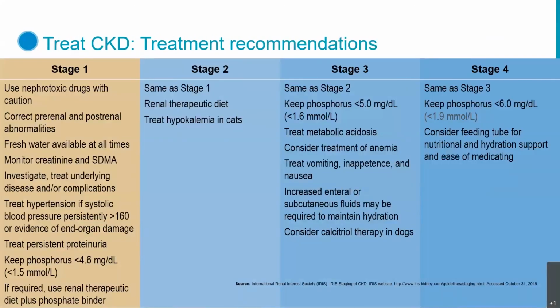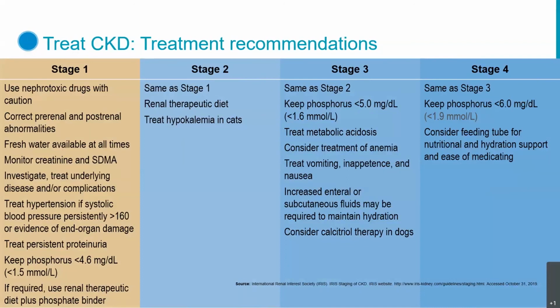Treatment recommendations continue to be based on stage of CKD. Remember that these recommendations build on each other, meaning that all of stage 1 applies to stage 2 and so on up to stage 4. Minor changes were made in the treatment recommendations in the 2019 update. The order in which the recommendations are listed is the order in which the IRIS board wants us to consider them in terms of importance.